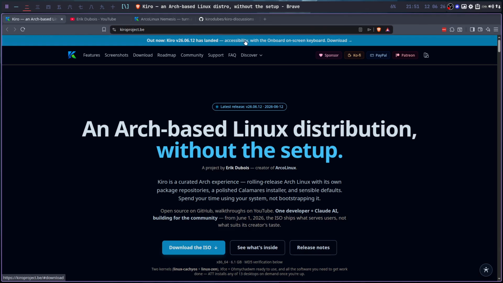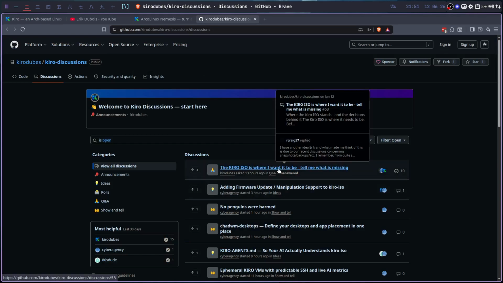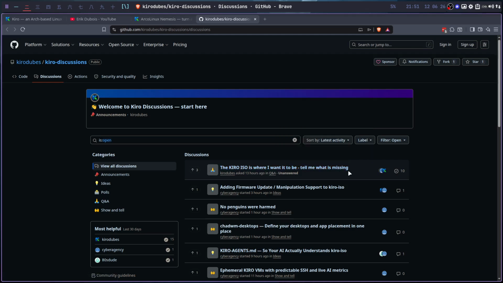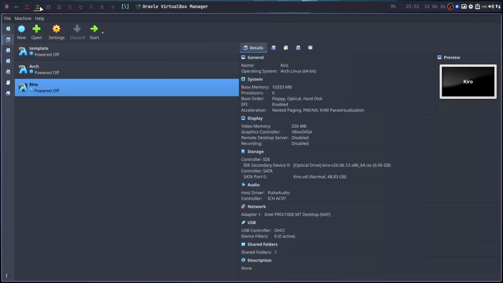Accessibility was our tip from the users that we are having here on the Kiro discussions. The Kiro ISO is where I want to be. Tell me what's missing, and stuff came out of it, which is good, because it's improvement, right? So accessibility isn't something that we took into consideration already, but on the website, never on basically the ISO.